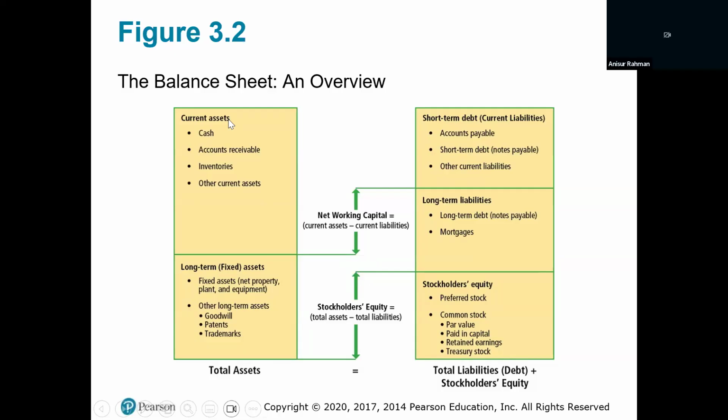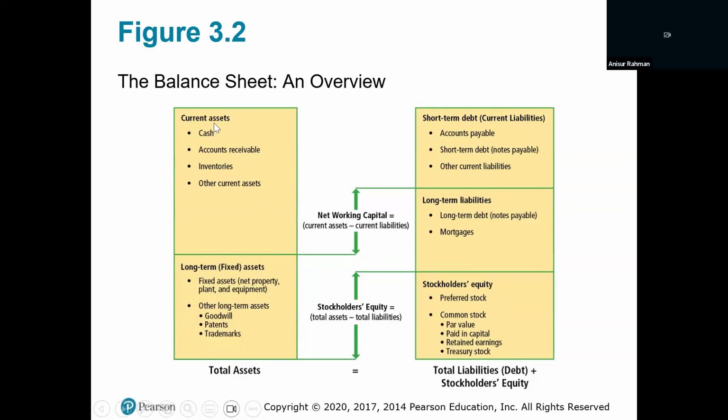Remember the basic thing, current assets and long-term assets. Long-term assets are also called fixed assets. And then if you add these two, you get total assets. On the right-hand side, you have short-term debt, also called current liabilities, and long-term liabilities. You add these two, you get total liabilities. And you have stockholders' or shareholders' equity. So you get total liabilities plus stockholders' equity.